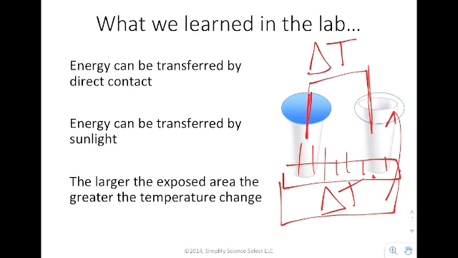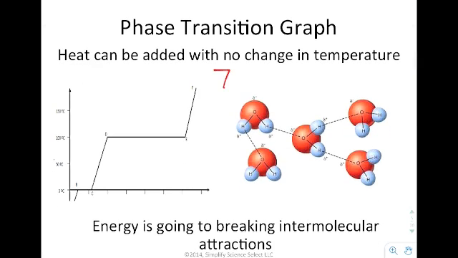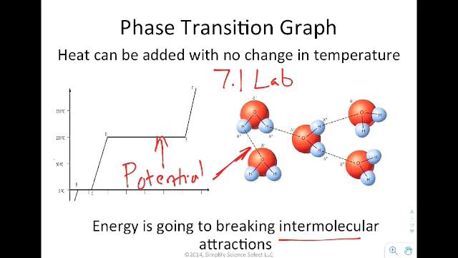Okay, so let's look at phase changes. The first thing we know is we generated a graph that looks like this in the 7.1 lab. And we talked about this right here. How can you have this plateau here when you're inputting energy into a system? That energy has to go somewhere. What a phase transition actually is, the energy is going into what we call potential energy. But really that potential energy is breaking what we call the intermolecular attractions.